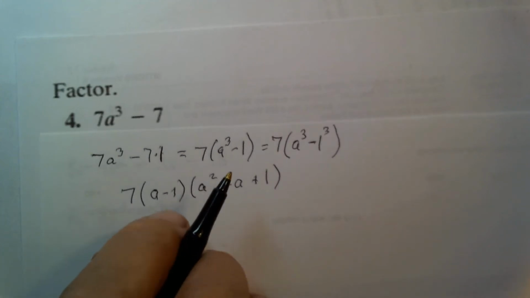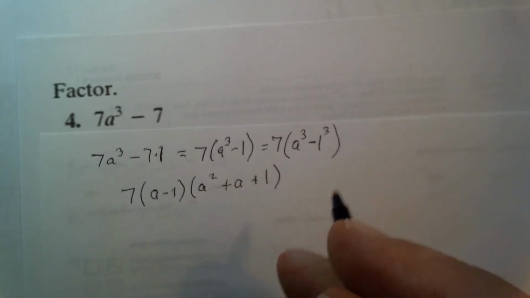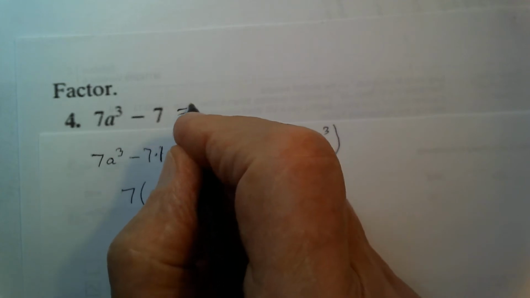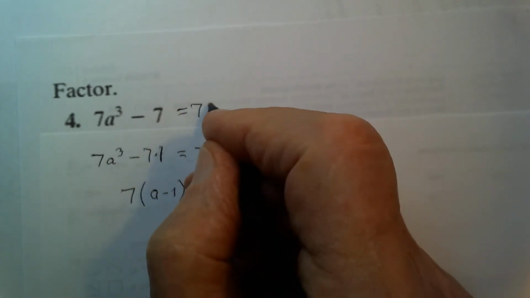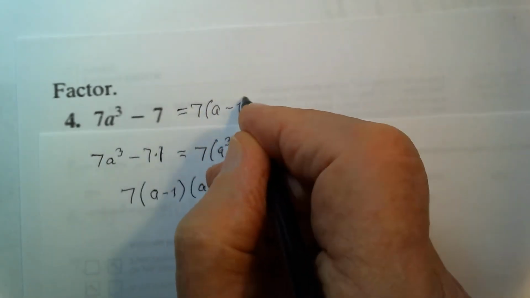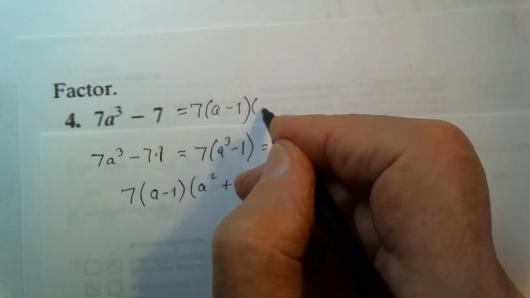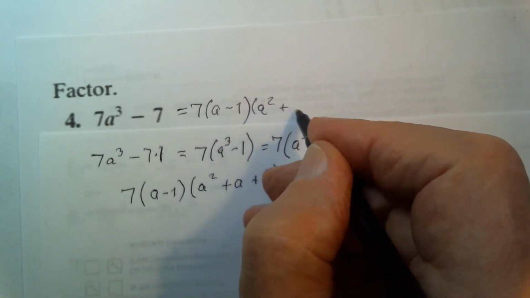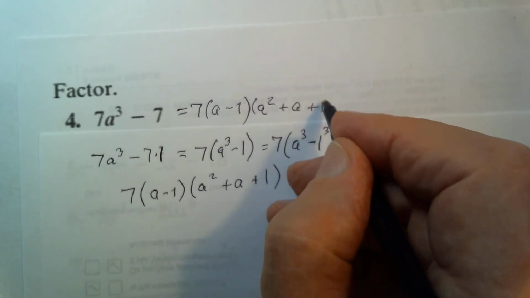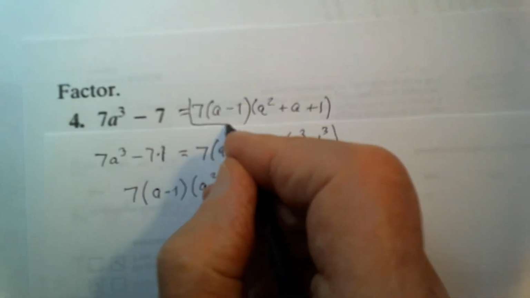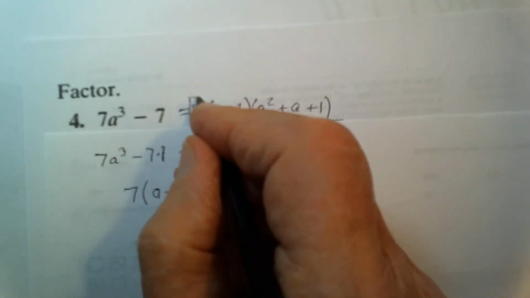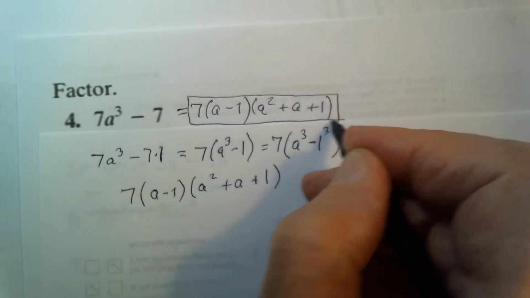So therefore, the answer is 7 times a minus 1 times a squared plus a plus 1. There would be the complete factorization of the given expression.